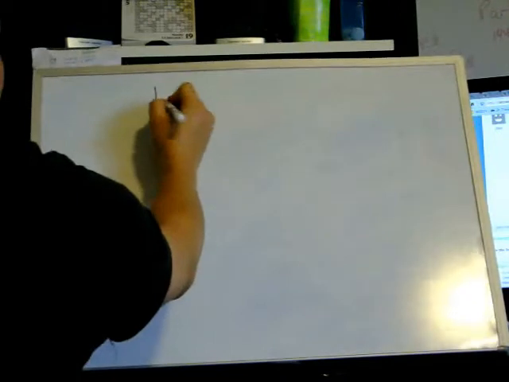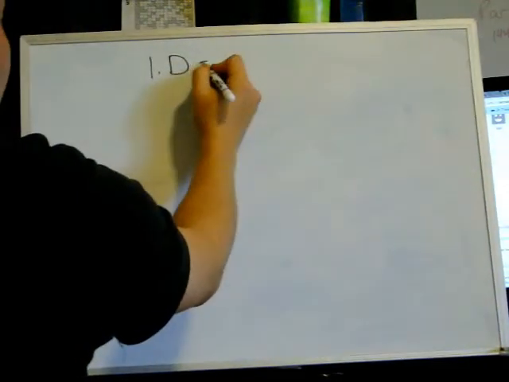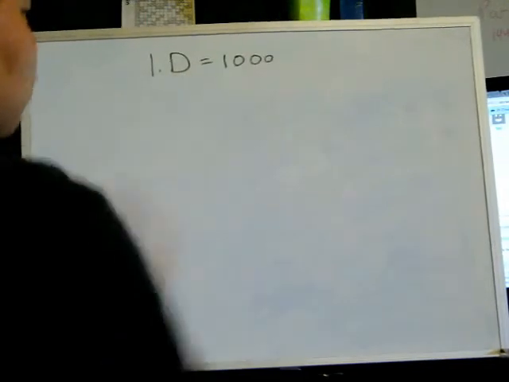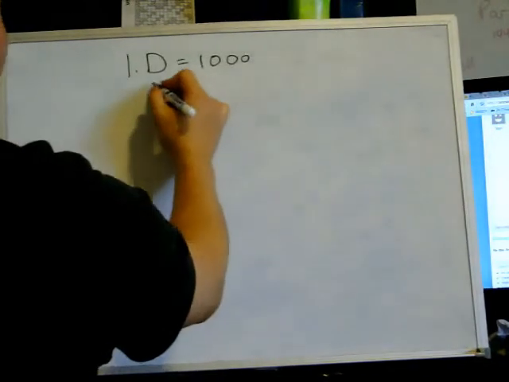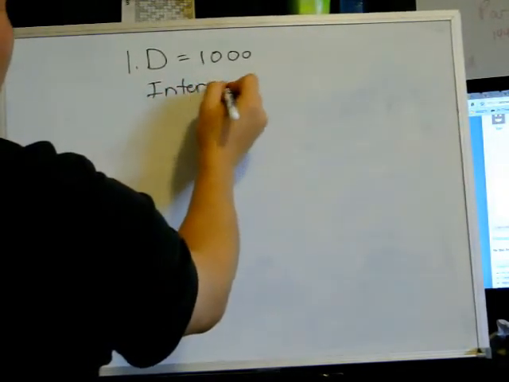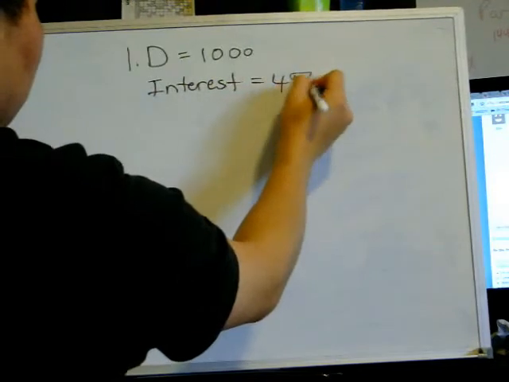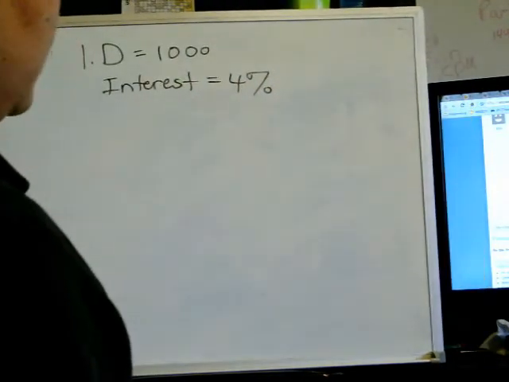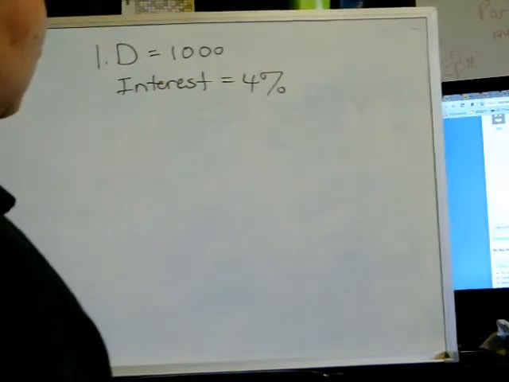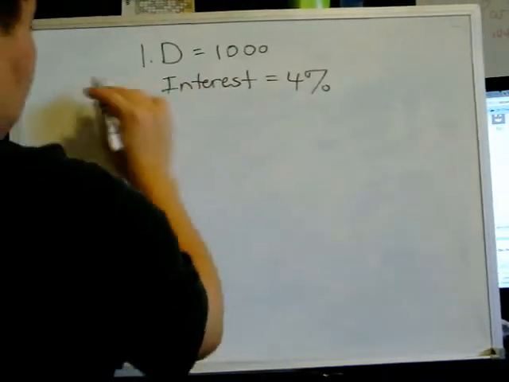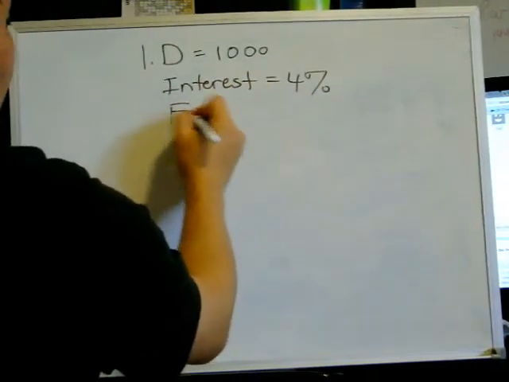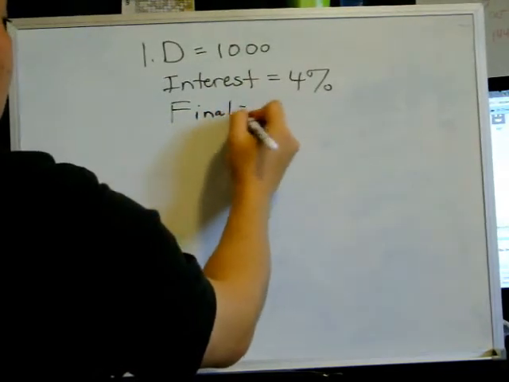And finally, your last question asked, if you deposit $1,000, so your initial deposit equals 1,000, and interest pays 4%, so your interest equals 4%, and it's compounded continuously. How long will it take for the account to grow to 2,000? So your initial deposit is 1,000, your final equals 2,000.